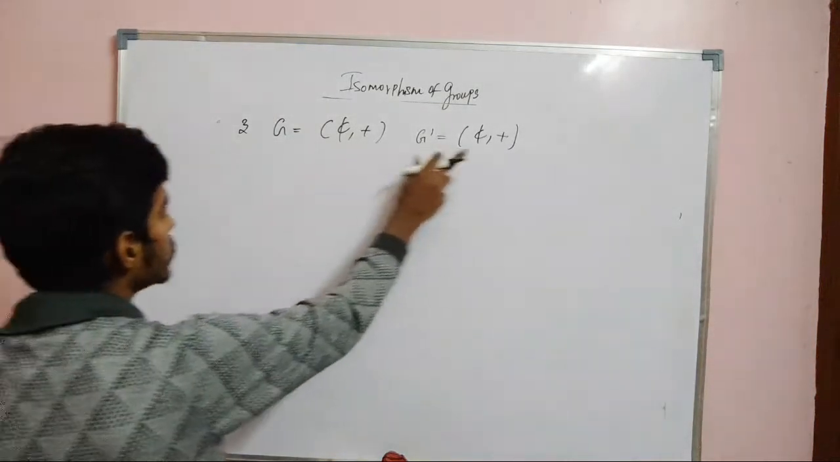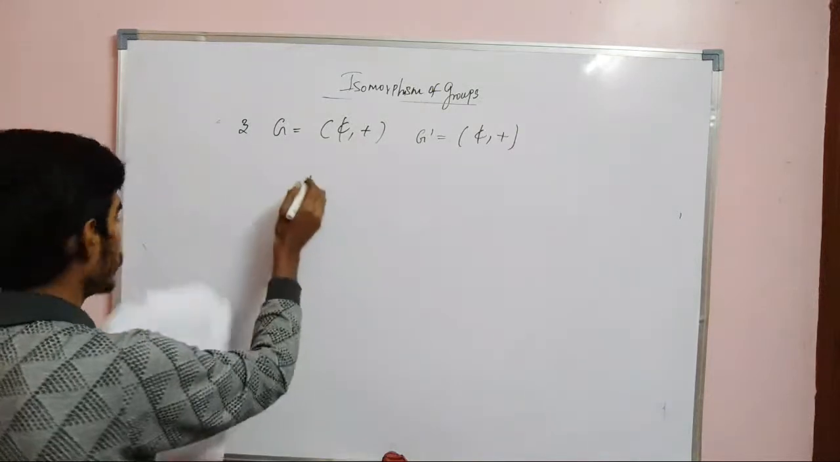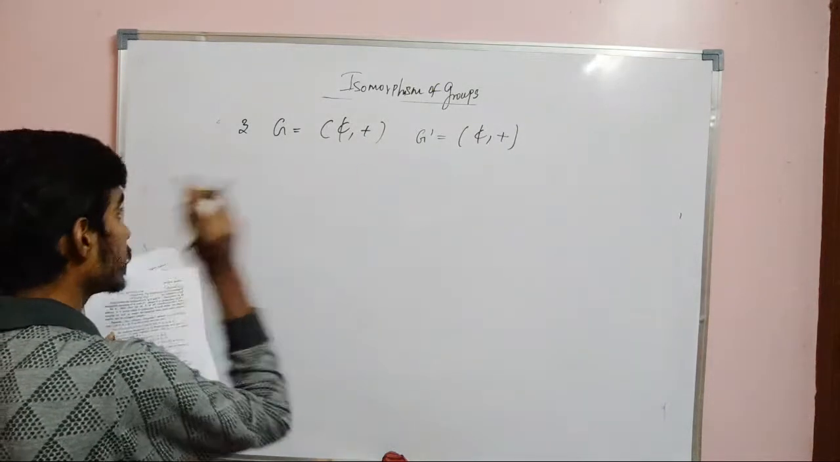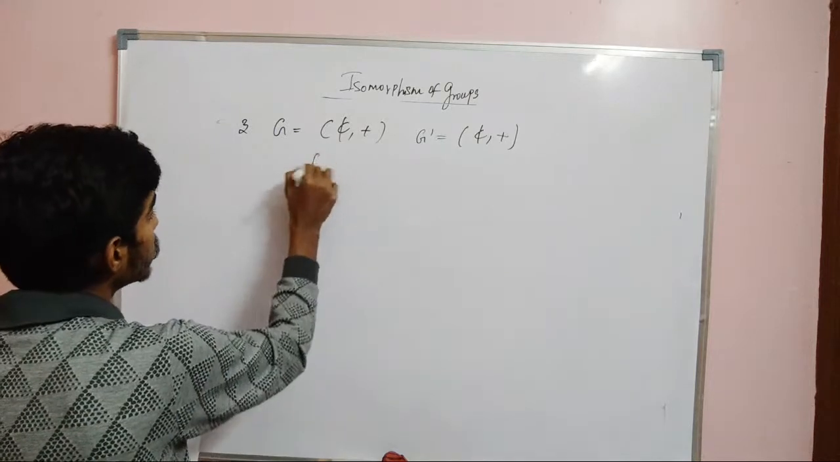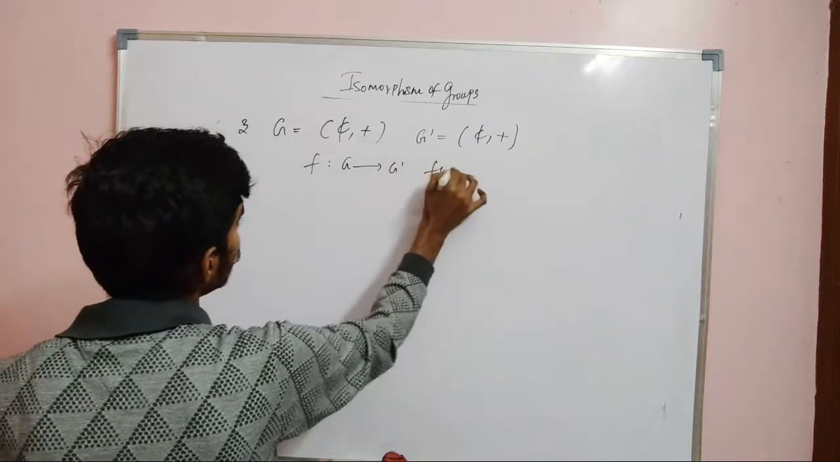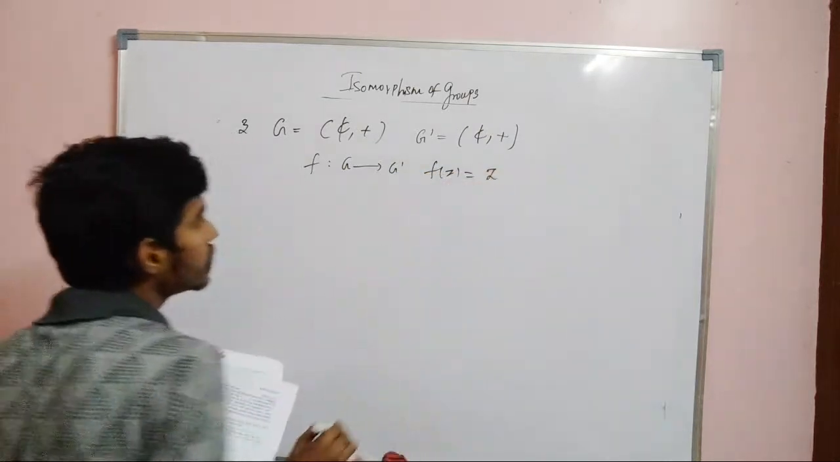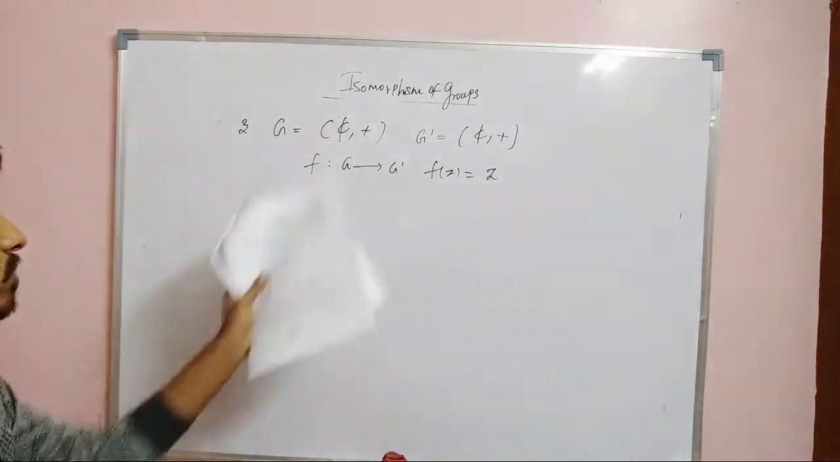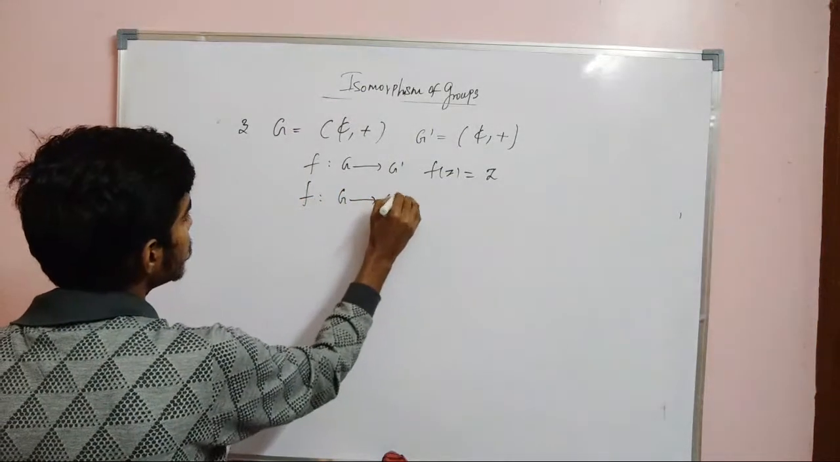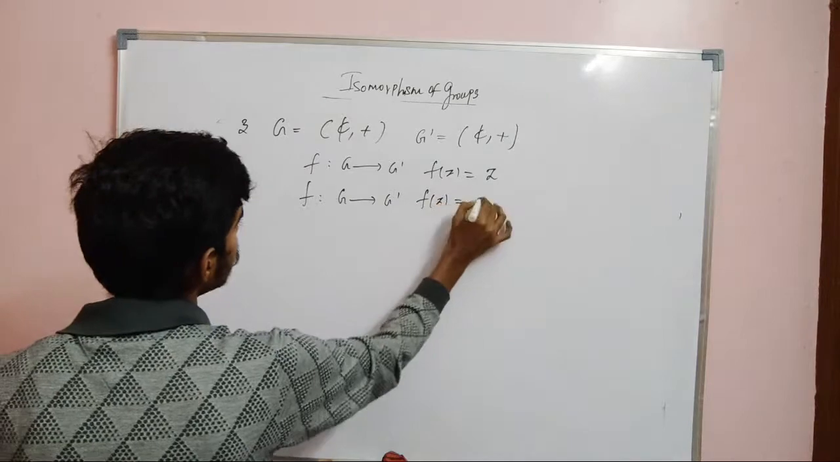Okay, C comma plus to C comma plus again. The map is the identity mapping. There are two isomorphisms. First is G to G dash defined by f of z is equal to z. This also defines an isomorphism from this to this. And the second map f from G to G dash is f of z is equal to z bar.